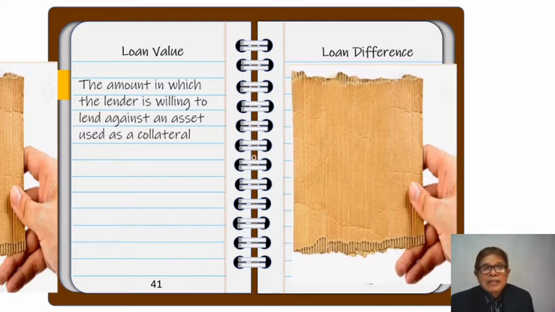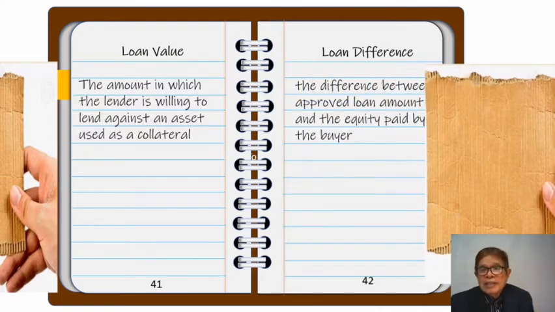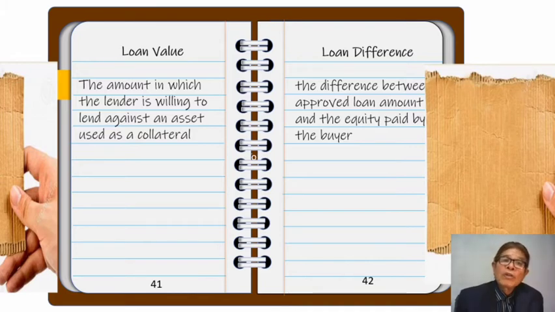What is loan difference? Loan difference is the difference between the approved loan amount and the equity paid by the buyer. Sometimes the loan value is lower, as it may also depend on the income of the buyer and other risk factors. So when the loan value is lower than expected, there is going to be a loan difference, which the buyer must be made to understand to pay before the loan can be approved.